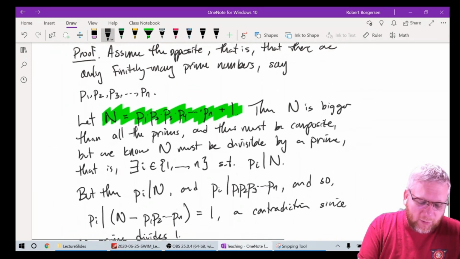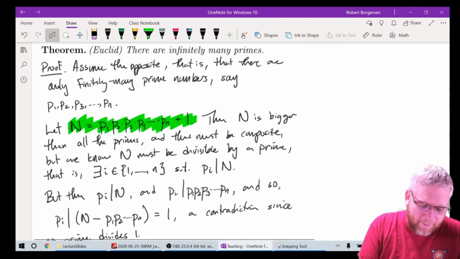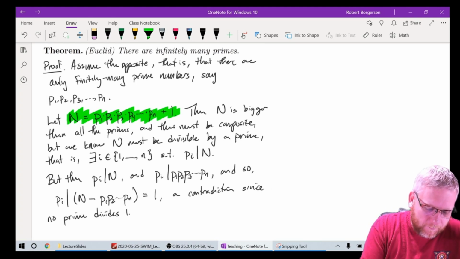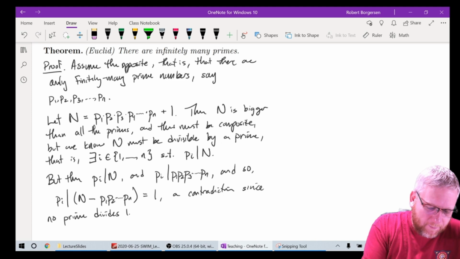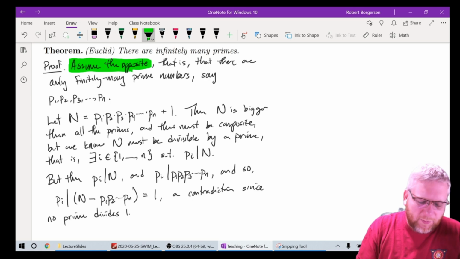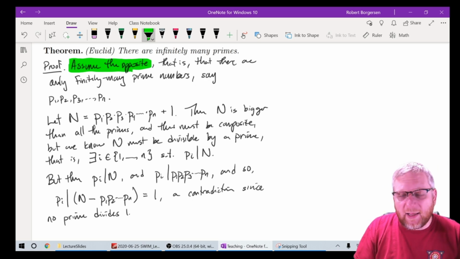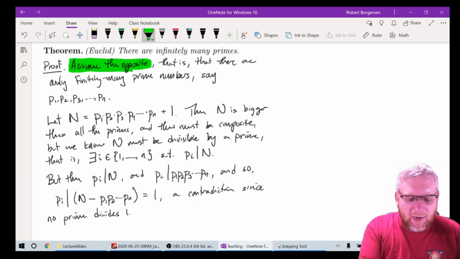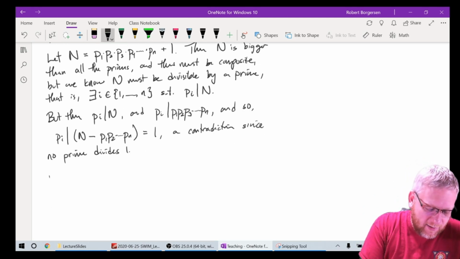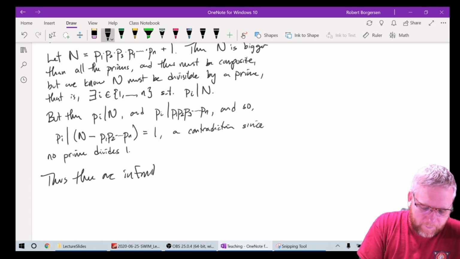Where's the contradiction? What does it contradict? What assumption did I make that gets contradicted there? The only one I made. The only assumption I made is right there. Assume the opposite. That is, that there are only finitely many primes. If that's the only assumption I made, then everything else is contradicted by the contradiction I get at the end. Thus, there are infinitely many primes. And we're done.